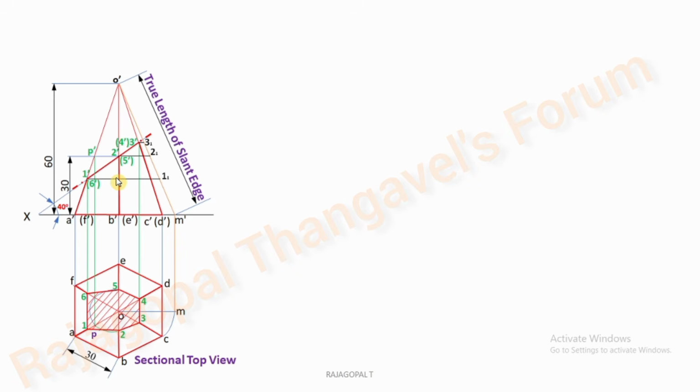6 dash lies on the same line as 1 1. Now we can go for radial line development. What is the radius of this arc? From point O, it is the true length of the slant edge. You have to measure this true length of the slant edge.